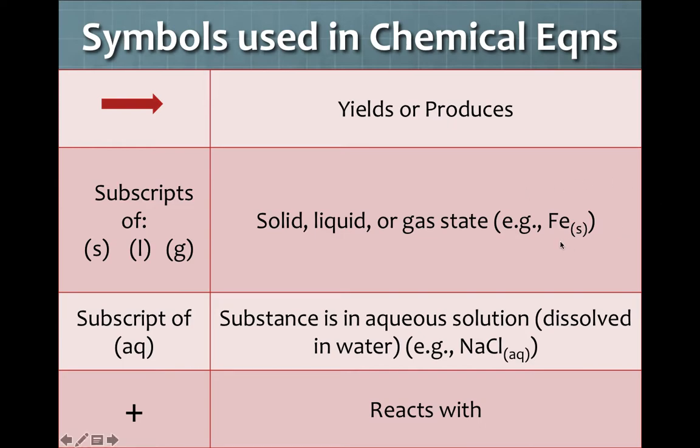So if you look at the example over here, it says Fe, parentheses, S, parentheses. That means this is solid iron. If you change it to an L, it would mean like molten iron, like liquid. Okay, the other subscript you're going to see occasionally is AQ. AQ stands for aqueous. Aqueous, if you guys remember from earlier in the year, means dissolved. So if you have NaCl, aqueous, that means salt water. So it means you have salt that's dissolved in water. Plus signs just mean to react with.